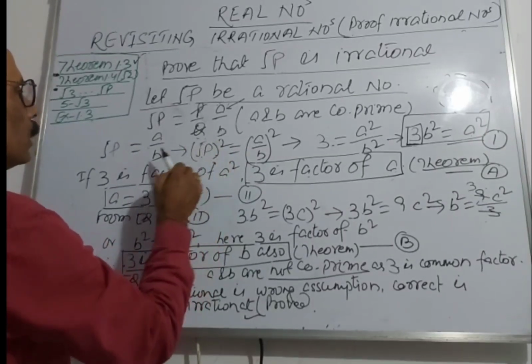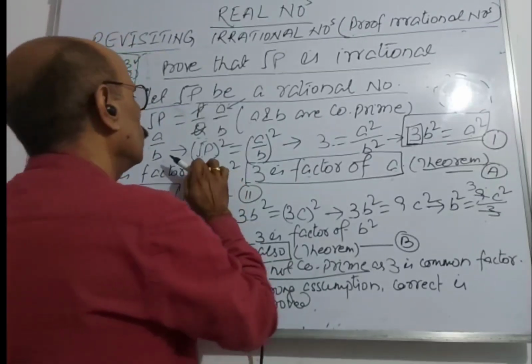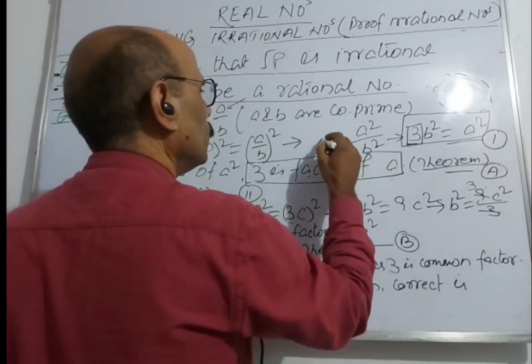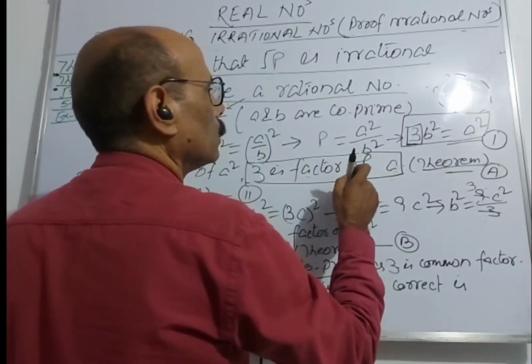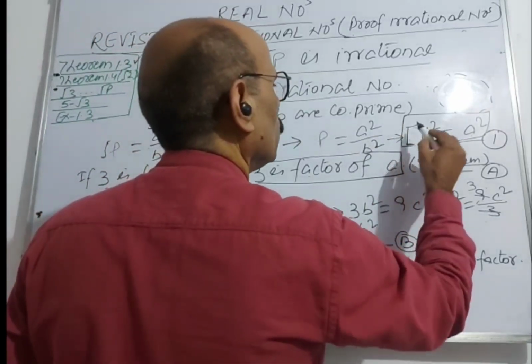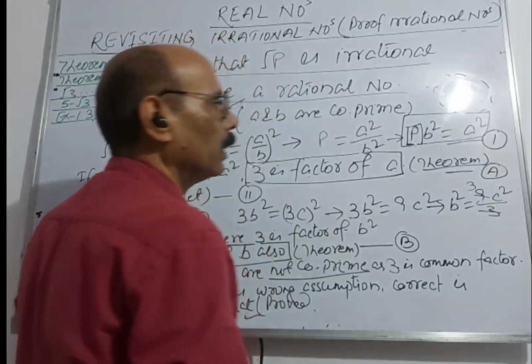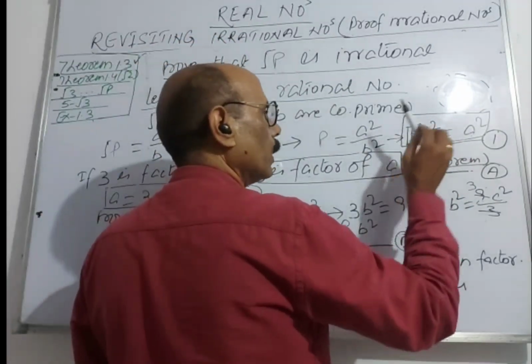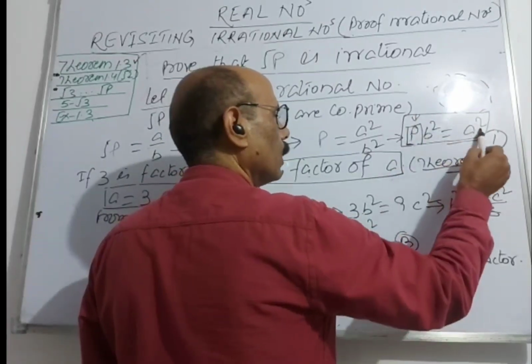Root p squared is equal to a squared by b squared. That means root p squared is only p, so p is equal to a squared by b squared. So p times b squared is equal to a squared. Here a squared has two factors, b squared and p. That means p is a factor of a squared.